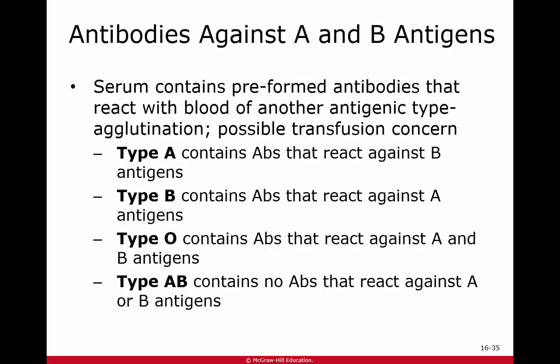Now, there are preformed antibodies that are also going to be in your blood, in the plasma, and they will cause agglutination of your red blood cells because the antigen interacts with the antibodies. So type A reacts against B antigens, and B reacts against A antigens. O reacts against both A and B, and AB doesn't react. That's why it's considered the universal recipient.